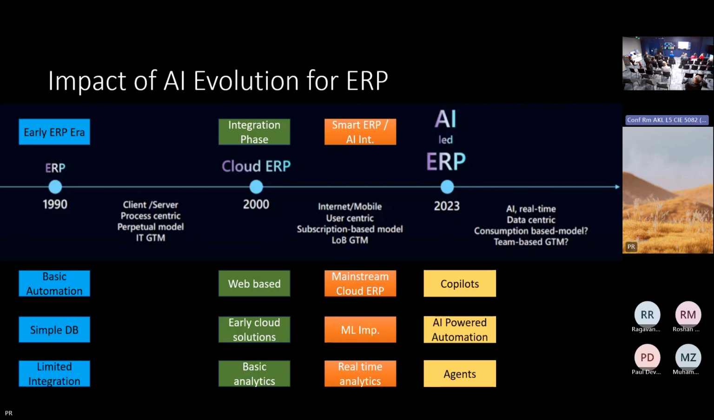And now, right, what has happened? Now it's the copilots, AI-powered automations, agents. That's where we are now. And it's moving towards more autonomous and the consumption-based model. That is what it is.